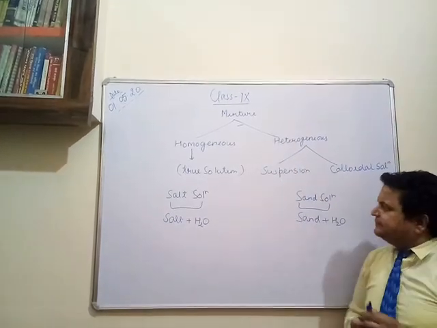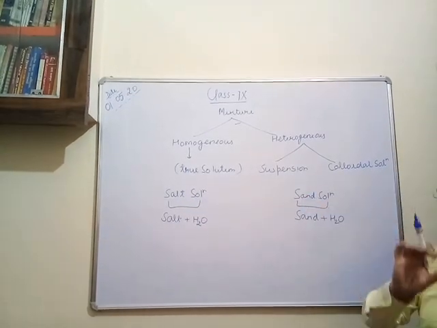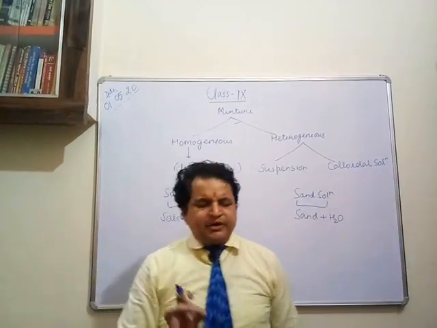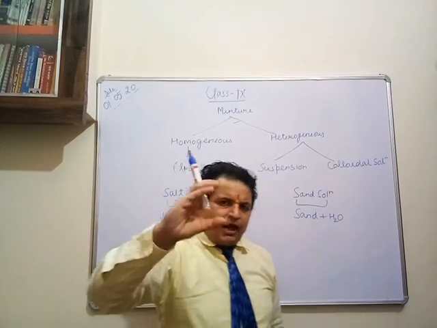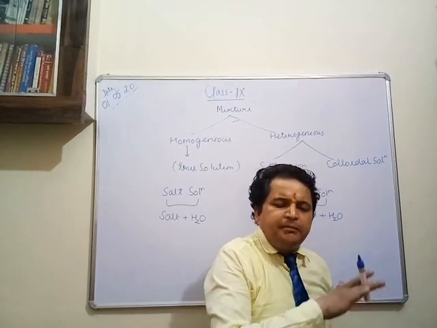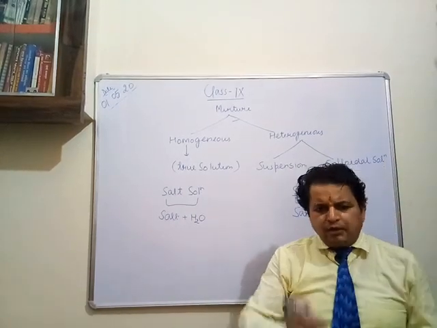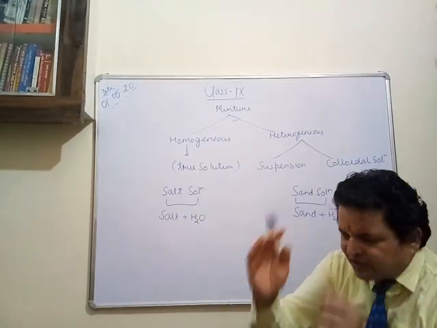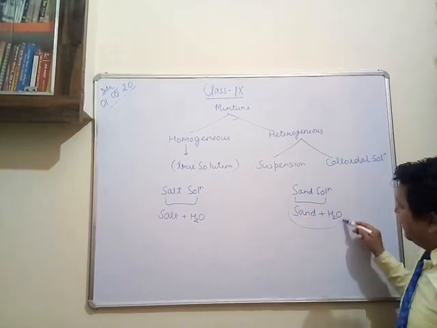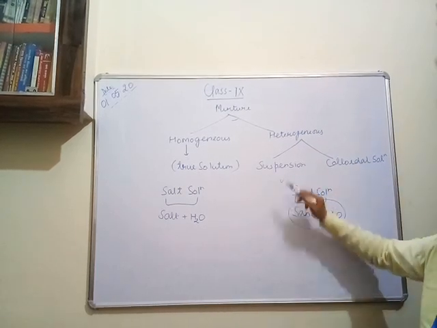Now we have to understand that in the salt solution the particles were not seen. In the sand solution, when I have taken sand and water, I can easily observe the particles of sand in that water. You can do an activity: take a glass of water and mix sand in it. You will see that the sand could not completely mix with water. The sand particles can easily be seen with our eyes. Such kinds of mixtures, in which the particles of another substance can be seen with our naked eyes, are known as suspension.